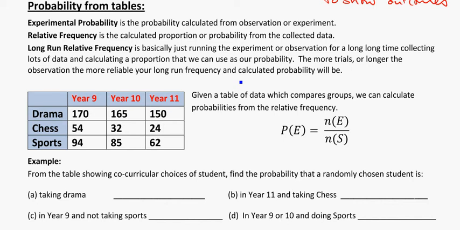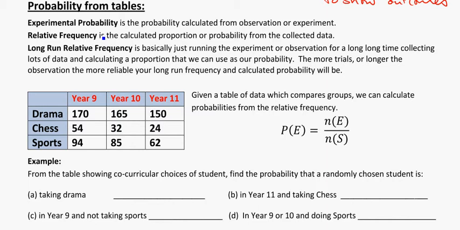Alright, so we're going to be looking at probability now, that is experimental probability. So no longer from theory, based on what we know in a perfect world, but experimental probability, which is usually calculated either from observations or from running an experiment. And we're also going to use the term relative frequency. This is basically a calculated proportion or probability from a collected data set.